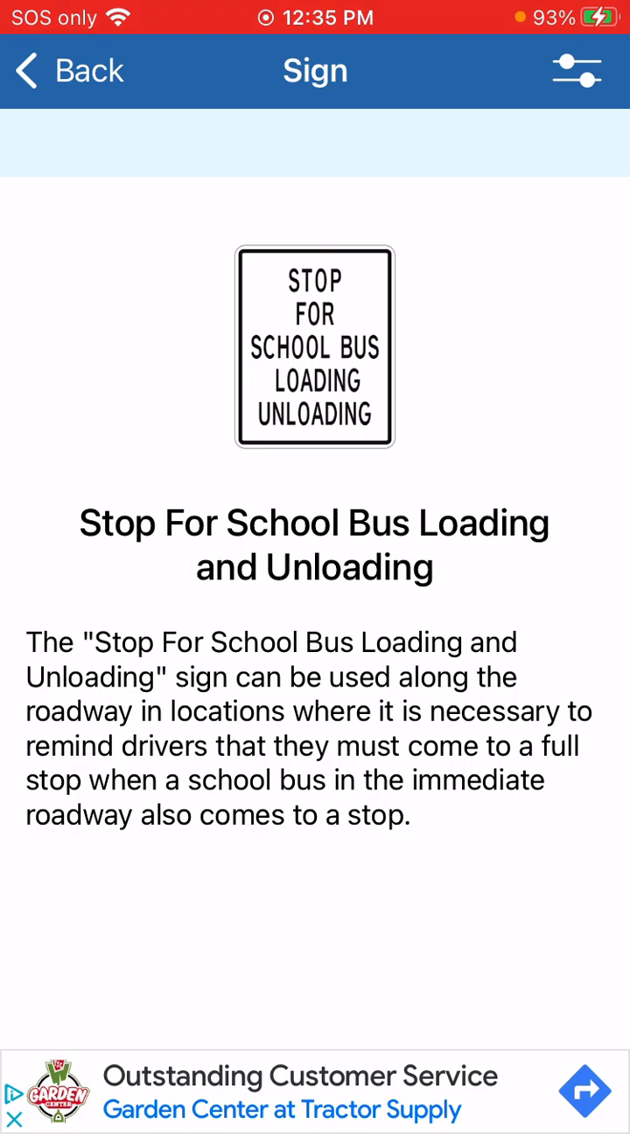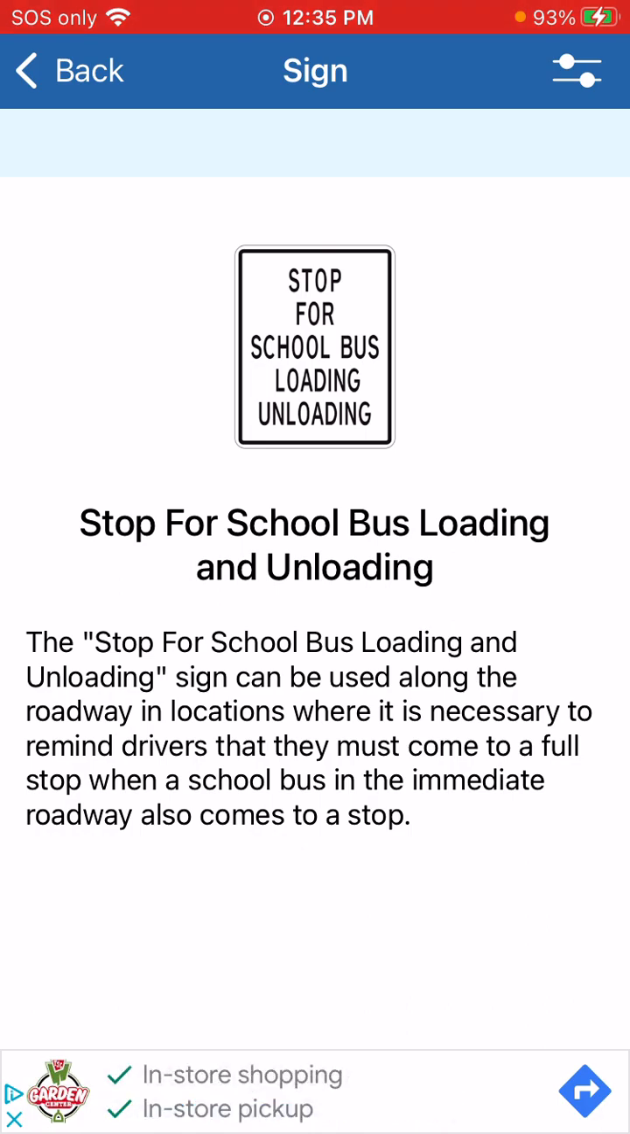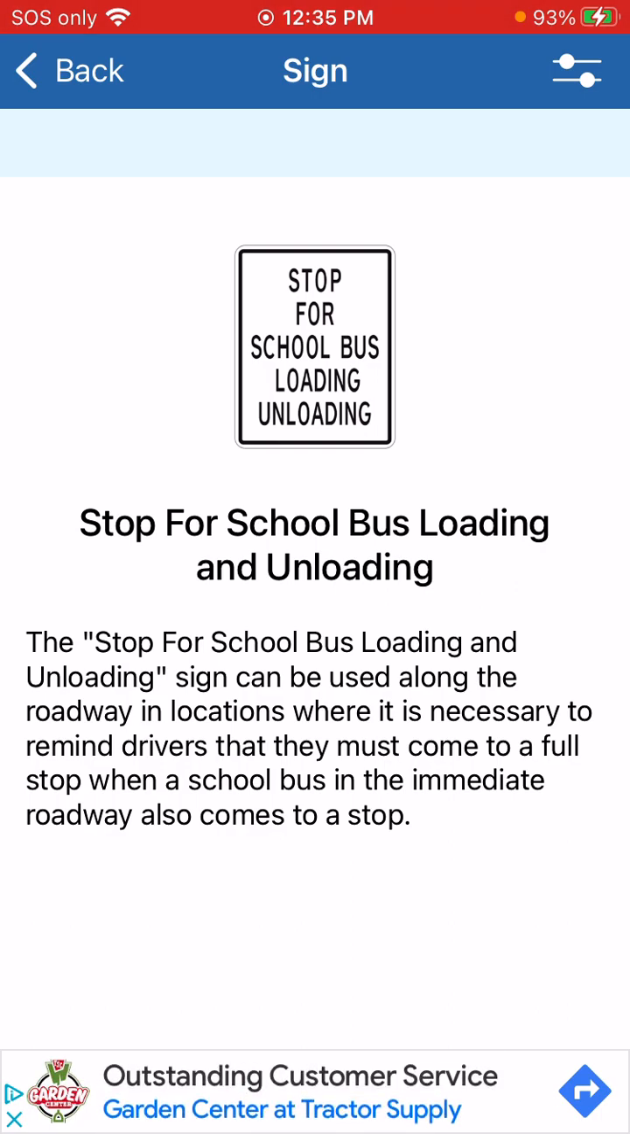Stop for school bus loading and unloading. The stop for school bus loading and unloading sign can be used along the roadway in locations where it is necessary to remind drivers that they must come to a full stop when the school bus in the immediate roadway also comes to a stop.